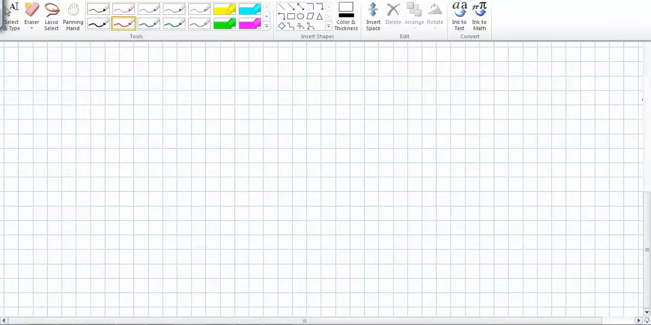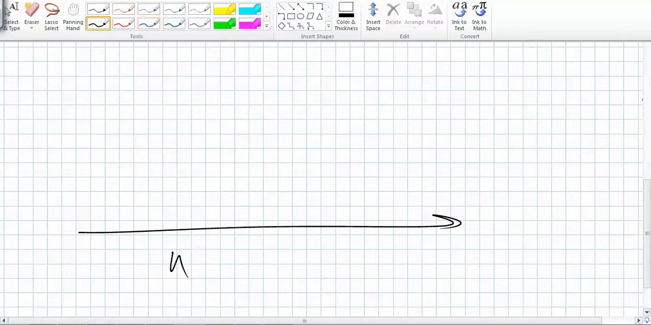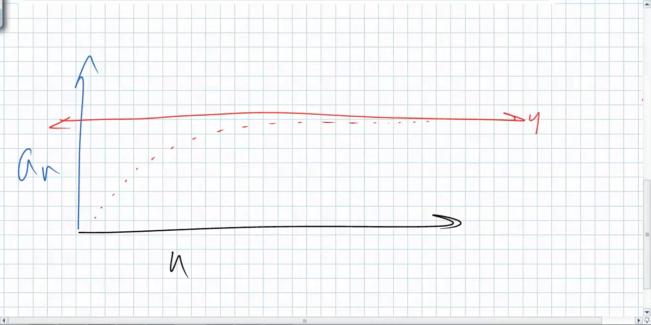Visually, what this means is, let's say the n values are progressively getting bigger that way, and the output values, the a_n value, are on the y-axis here. So let's say we had a sequence where it went like this, and it kept on getting really close right here. Visually speaking, it looks like a sub n is getting really, really close to L.